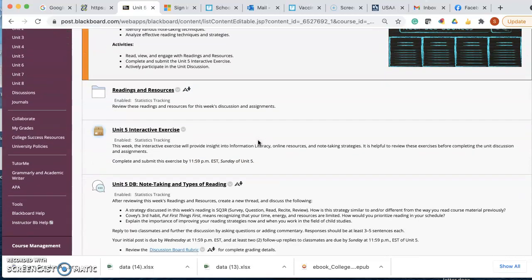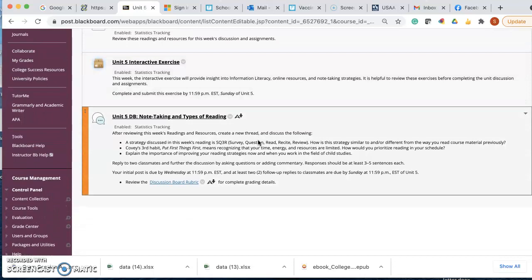So for our discussion board this week, you're going to be talking about how this strategy, how SQ3R is similar to or different from the way that you have previously read material for any of your courses in high school, or if this isn't your first time in college, you can talk about previous college experiences. So if I were you on the discussion board, I would just highlight the ways that it is similar and different.